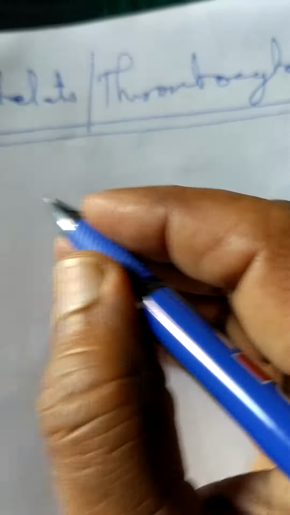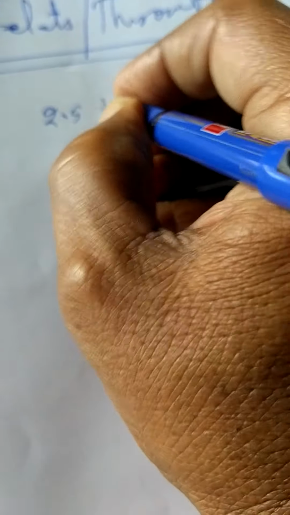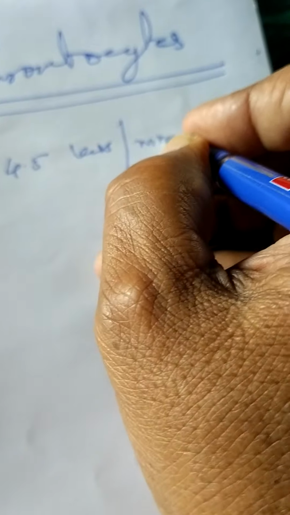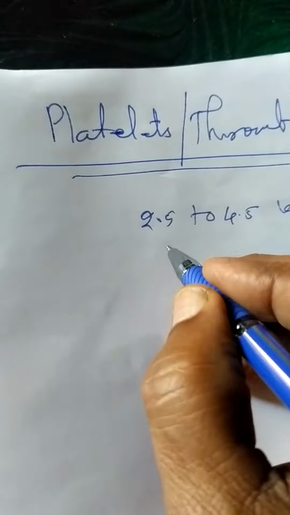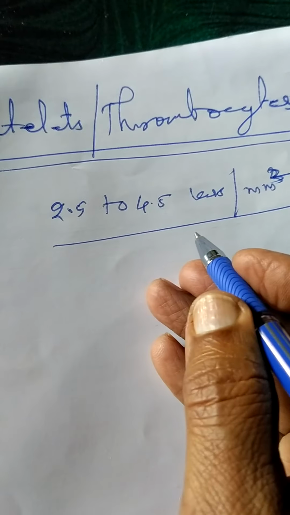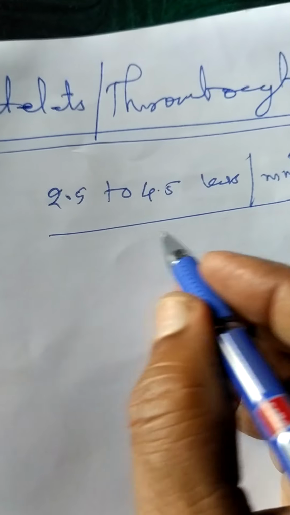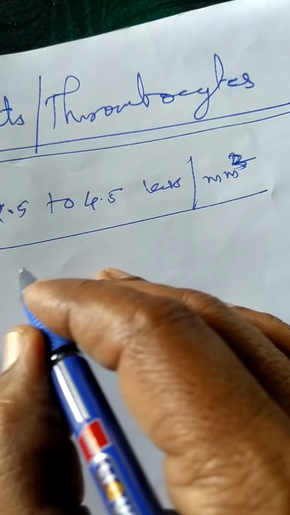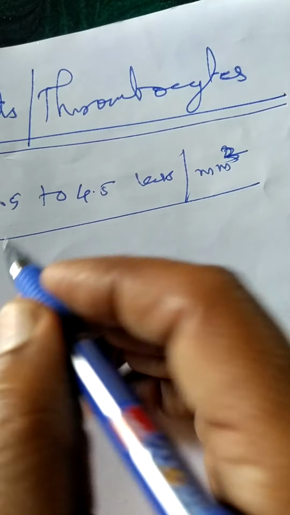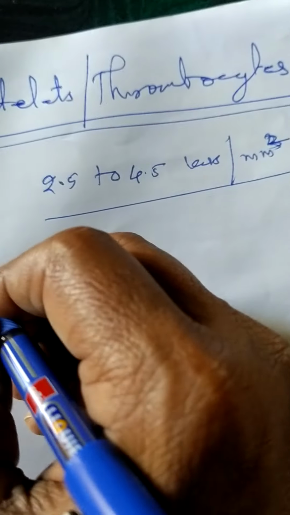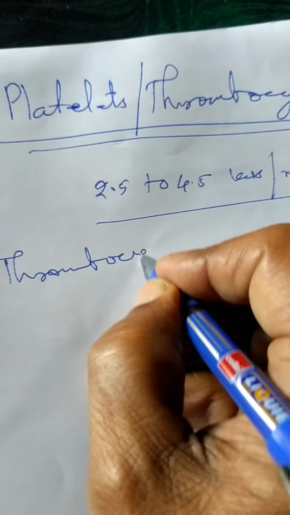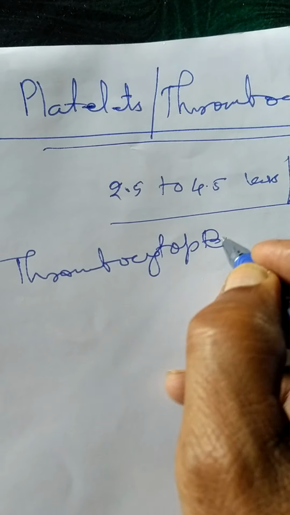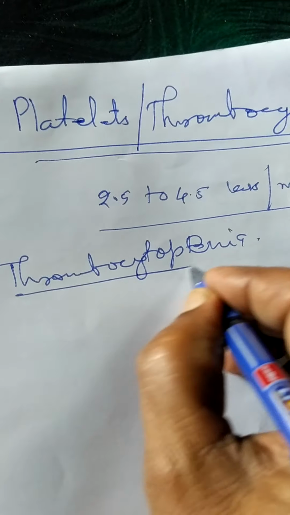As far as their number is concerned, it is about 2.5 to 4.5 lakhs per cubic millimeter of blood. Due to some infection or certain abnormalities, their number may decrease. The decrease in the number of platelets is called thrombocytopenia, that is a tremendous decrease in number.